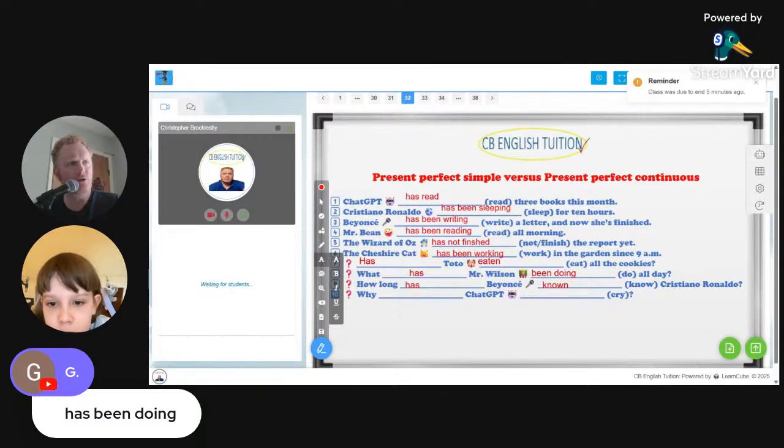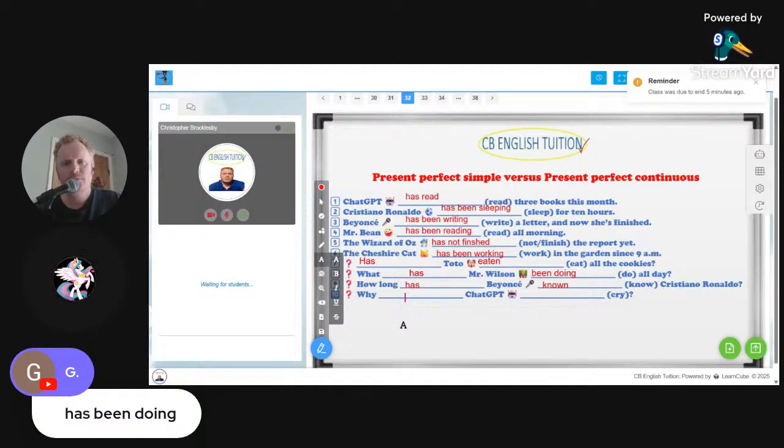Yeah, that's the simple form. Some verbs you cannot use in the continuous form. You cannot use "know." So these are called mental process verbs. Do you know these people? No. Beyonce is a famous singer. Cristiano Ronaldo is a famous footballer.